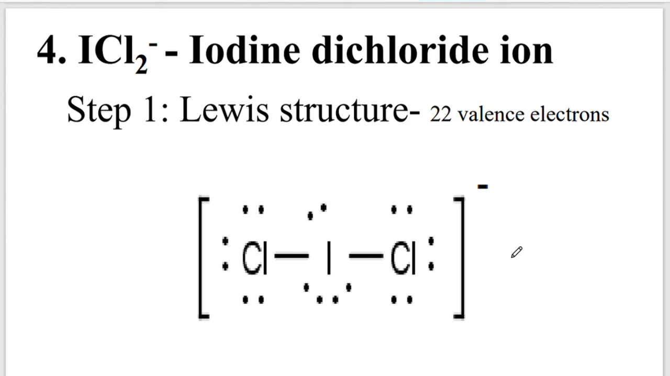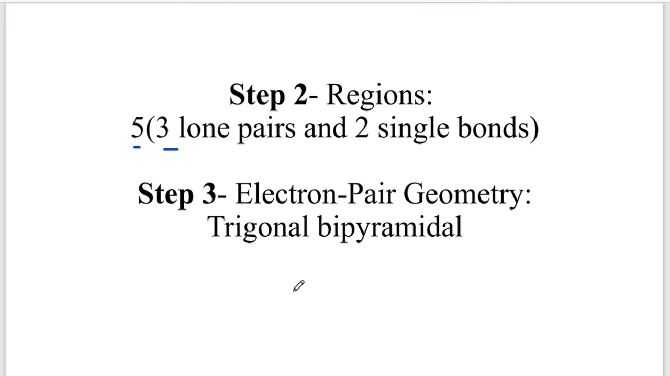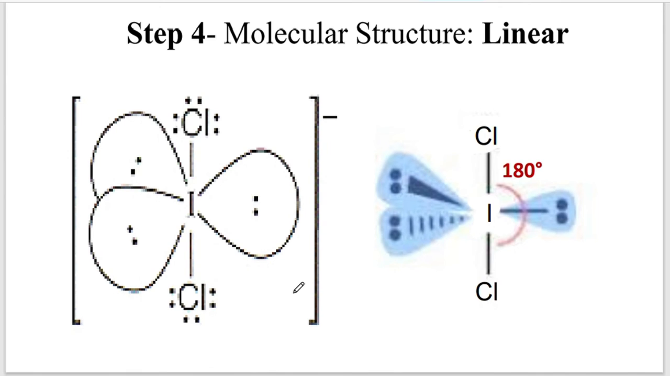Down to our last example, we have the iodine dichloride ion. It has 22 valence electrons and this is its Lewis structure. So it has 3 lone pairs and 2 single bonds. The number of regions will be 5. Our electron pair geometry is trigonal bipyramidal, and our molecular structure is now linear, and it has a 180-degree angle between the 2 single bonds.